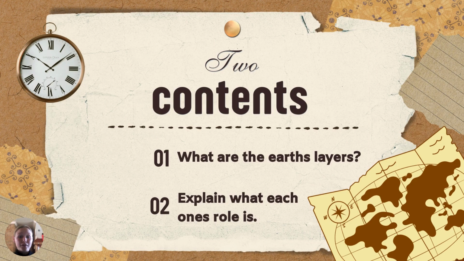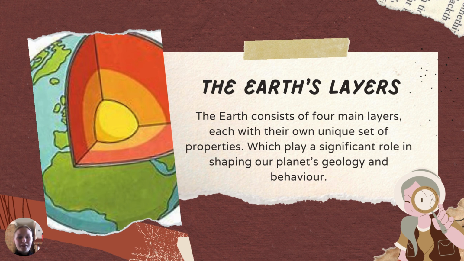By the end of this lesson, you will be able to answer the following questions. What are the Earth layers? Explain what each one's role is. The Earth layers. The Earth consists of four main layers, each with their own unique set of properties, which play a significant role in shaping our planet's geology and behavior.